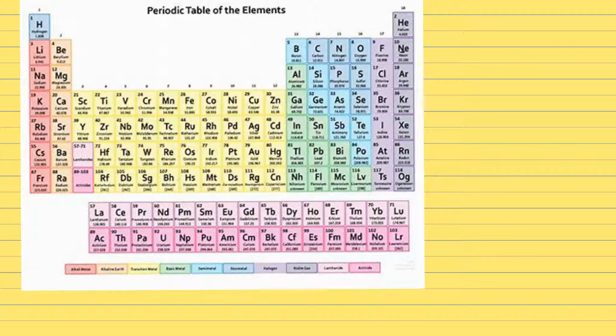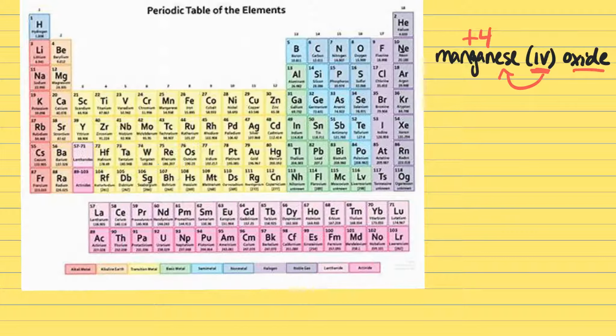Let's look at another example. Let's say we're writing the chemical formula for manganese(IV) oxide. Manganese, as we see here, has a charge of +4. Oxygen also has a charge. If you look at the periodic table, you find that it only needs 2 more electrons to look like neon, so it will have a -2 charge. Now, what's the chemical formula?